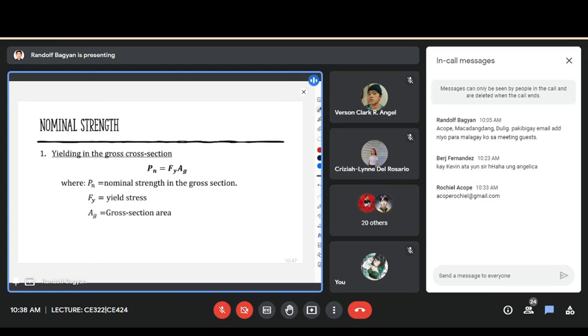What is the formula? This is your basic formula. Because cross-section yung pinag-uusapan natin, doon magkakaroon ng failure. Okay, ang cross-section class is yung buong section, no? Without considering the mga butas-butas. Okay, yung gross. That's AG. Okay, your PN, this is taken from your F is equal to P all over A. Okay, if F is your yield stress Fy, your P is your nominal strength divided by AG, that is your gross area. So the PN is equal to Fy AG.